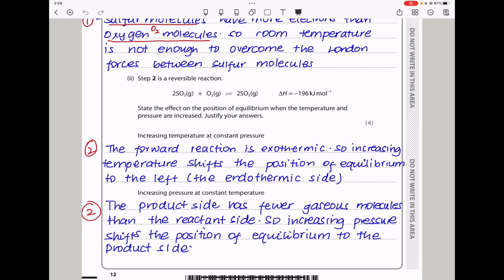Down here they say, Step 2 is a reversible reaction, which is that, and this is the delta H. State the effect on the position of equilibrium when the temperature and pressure are increased. They want you to justify your answer.